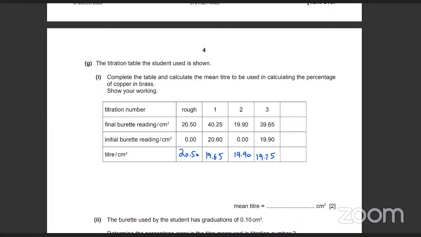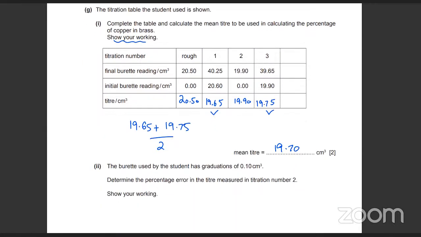Anyway, complete the table and calculate the mean titer used in calculating the percentage. First thing, which values will be used? The ones that are concordant values, the ones within 0.1. So I think it's going to be these two values, 19.75 and 19.65. Show the working of how the mean titer is calculated. Show this clearly, don't miss the working, because he said show your working. A lot of people actually miss this. So add 19.75 and 19.65 and divide that by 2. That's going to be 19.70.